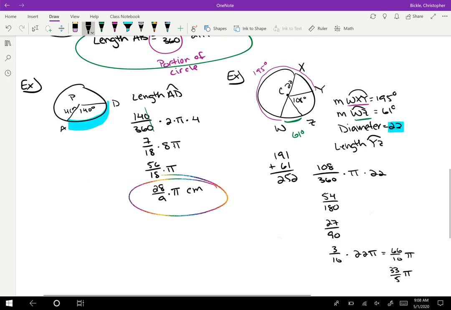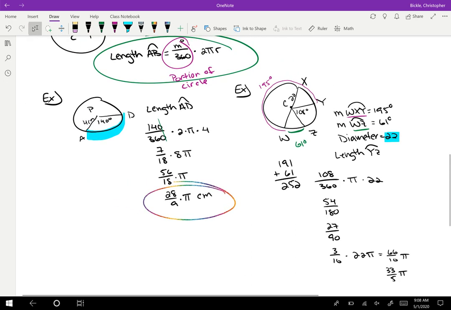Which is not what I got when I did it earlier. So I'm wondering if there's a mistake in there somewhere. I'm looking really quick, guys. 256. Haha, this is supposed to be 195. The measure of the central angle is wrong. So, okay. You guys just watched me do the whole thing, and I did it wrong. I put 191 there instead of 195.